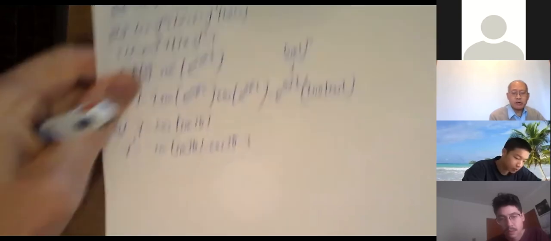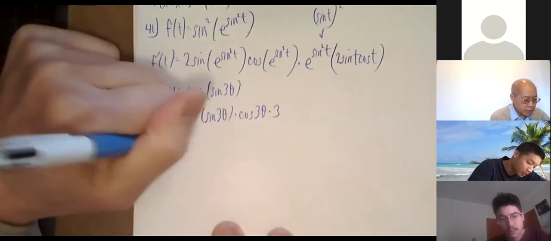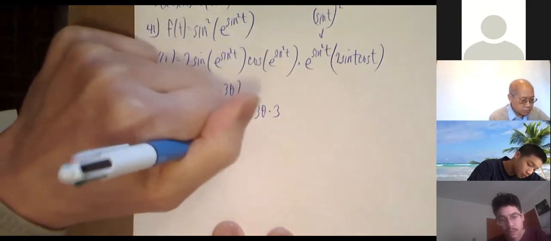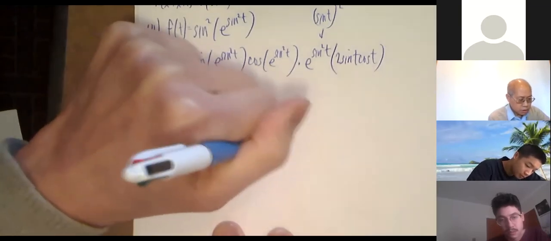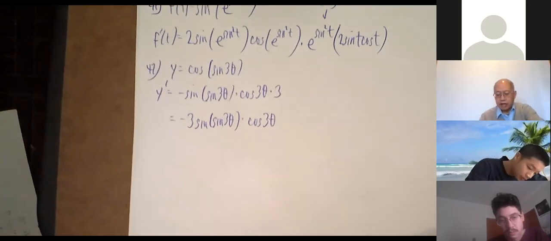And this one I definitely want to clean up before I take the second derivative. So I'll put the 3 in front. Negative 3 sine of sine 3 theta times cosine 3 theta. Okay, so that's y prime.